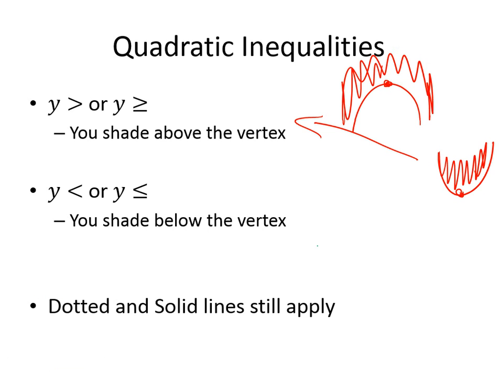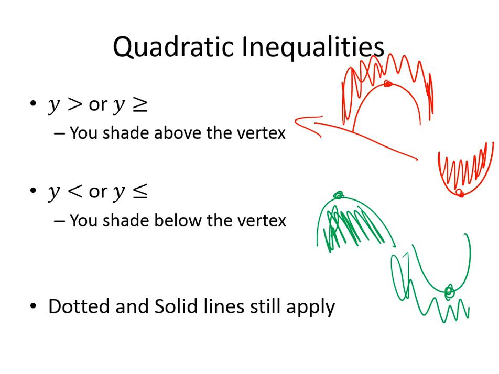So that would be everything underneath it. If you're opening down here, there's your vertex, and you're going to be shading on the inside of it, and if you're opening up, below it is on the outside. So you're looking at your parabola to see, is it above or below? Is it inside or outside the parabola? That's how you're going to graph your inequalities: you're just seeing where to shade it.